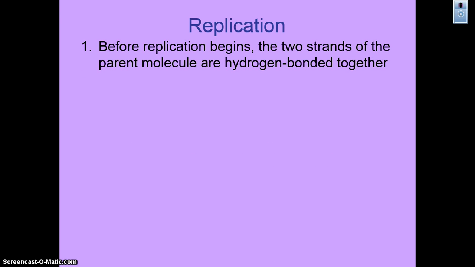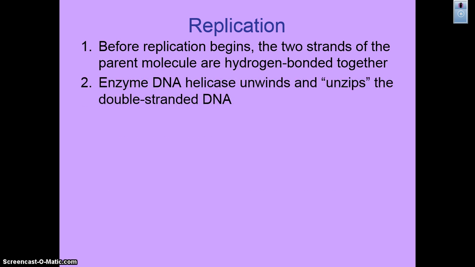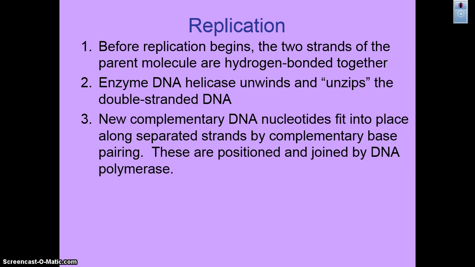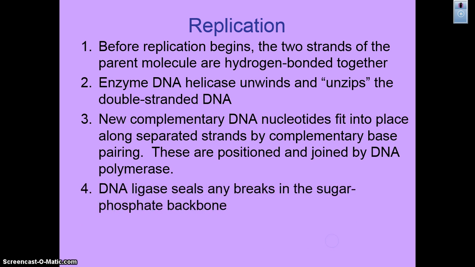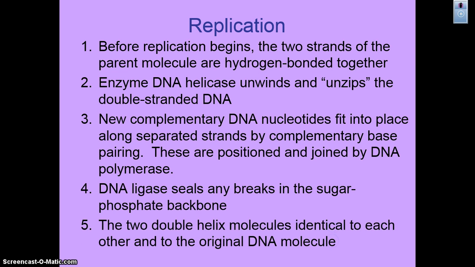So you have to know the steps of replication. Before replication begins, the two strands of the parent molecule are hydrogen bonded together. The enzyme DNA helicase unwinds and unzips the double-stranded DNA. The new complementary DNA nucleotides fit into place along the separated strands by complementary base pairing. These are positioned and joined by DNA polymerase, which is another enzyme. DNA ligase seals any breaks in the sugar phosphate backbone. And the two double helix molecules are then identical to each other and to the original DNA molecule.